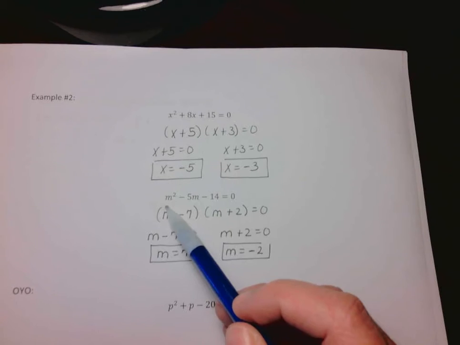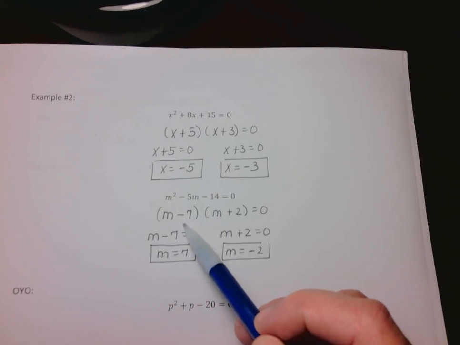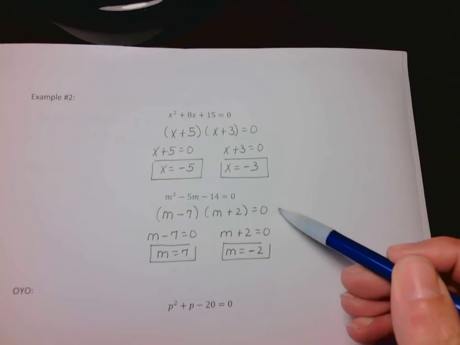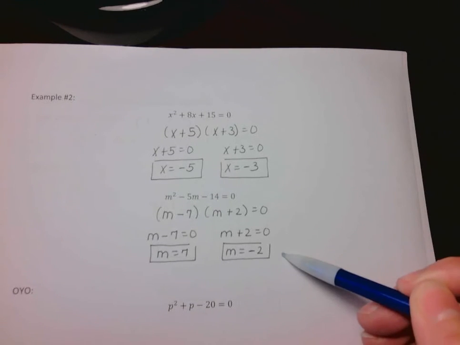So how does this quadratic equation factor? It factors into m minus 7 times m plus 2. And then what do I do? I use the zero product property. I set both factors equal to 0, and then I solve.